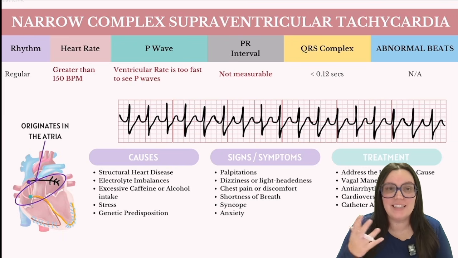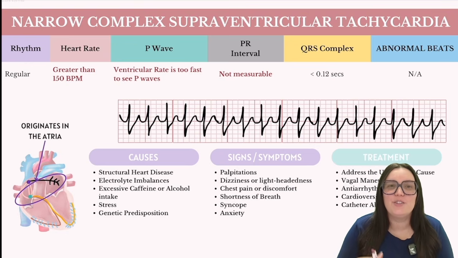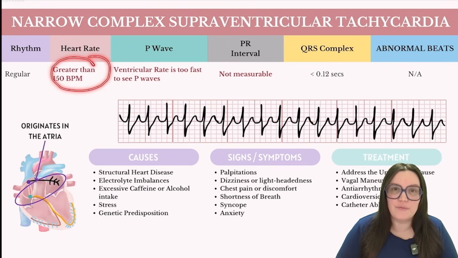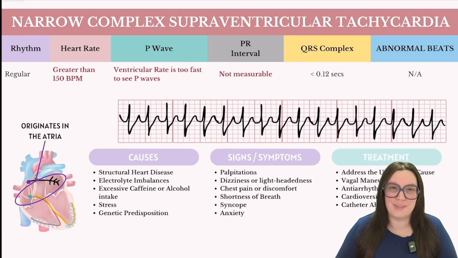During SVT, the electrical signals in the heart's upper chambers misfire, causing a significantly faster heartbeat due to this enormous amount of signals that are getting through to the ventricles. So when it comes to the rhythm, it is going to be regular even though it's abnormally fast. Our heart rate is going to be greater than 150 beats per minute. You can even see it almost upwards of 250 beats per minute.